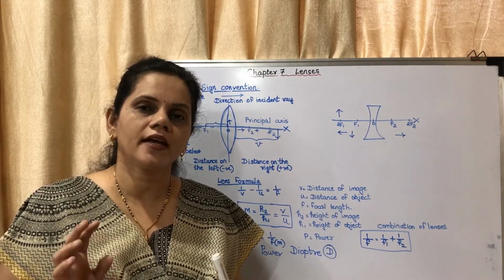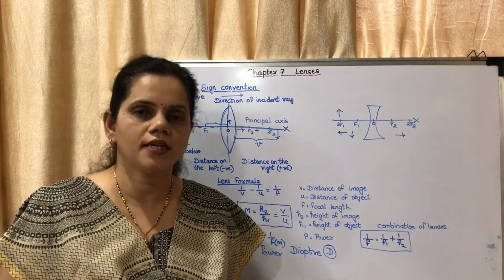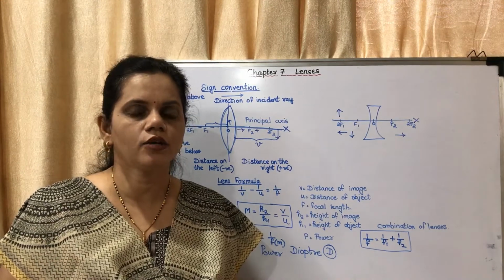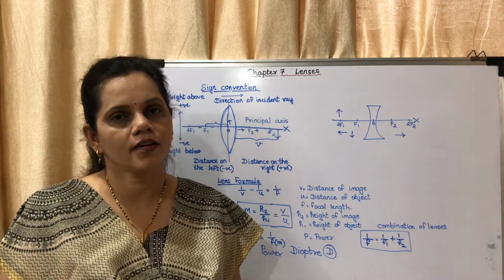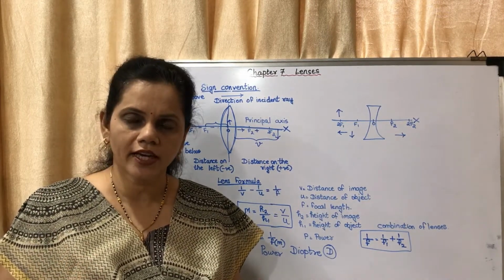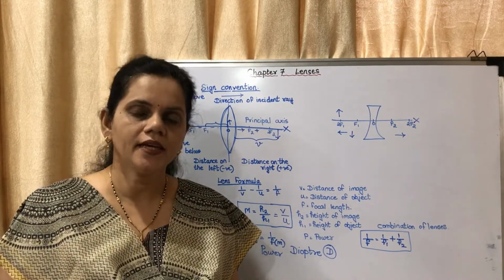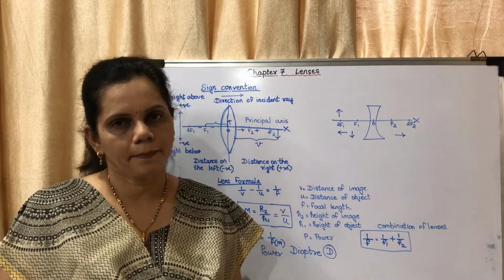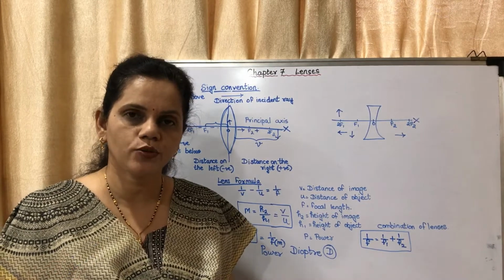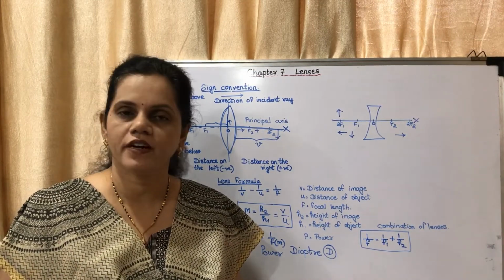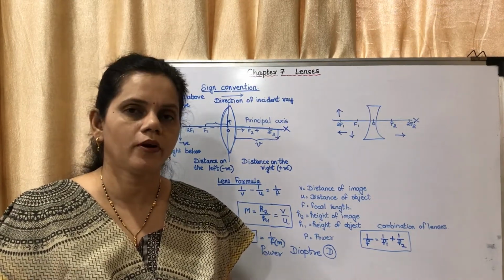You cannot take F is equal to F1 plus F2. You cannot take it like that, because it is not like that. It is a calculated value with the equation 1 upon F is equal to 1 upon F1 plus 1 upon F2. And what about the power of the lenses? The combination power P will be equal to P1 plus P2. So you may remember this: P is equal to P1 plus P2, but F is not equal to F1 plus F2. It is 1 upon F is equal to 1 upon F1 plus 1 upon F2.